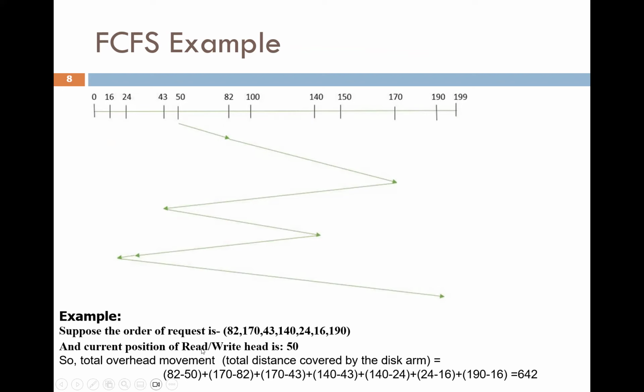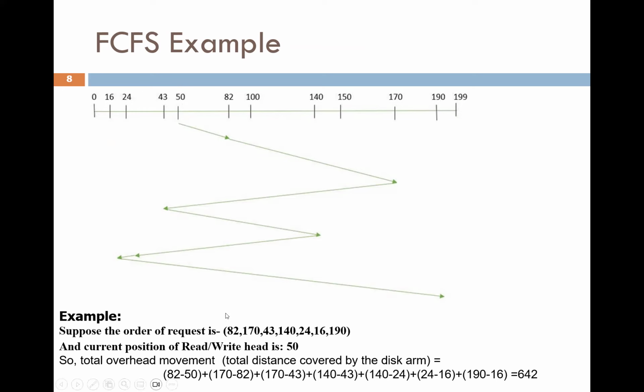So the initial position of the read-write head, or the current position of the read-write head, is 50. It is given here in the example. From the diagram, you can see the current head position. Now from this, we'll take the first request because it is FCFS.